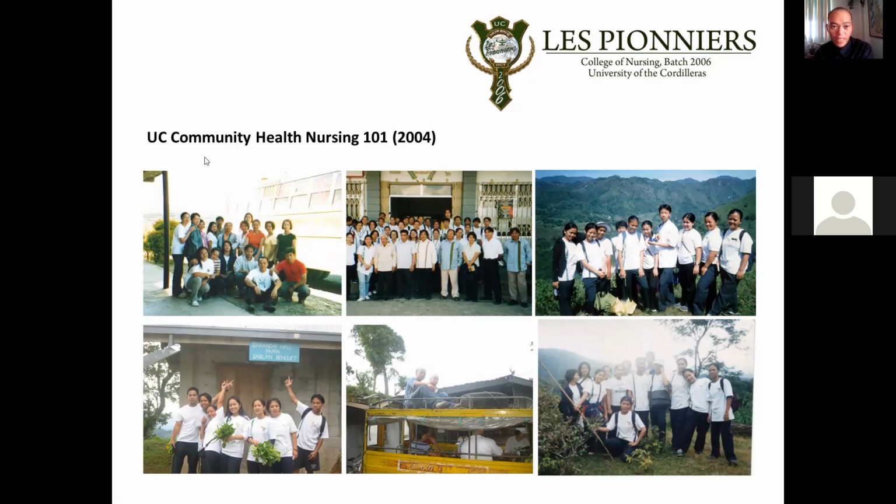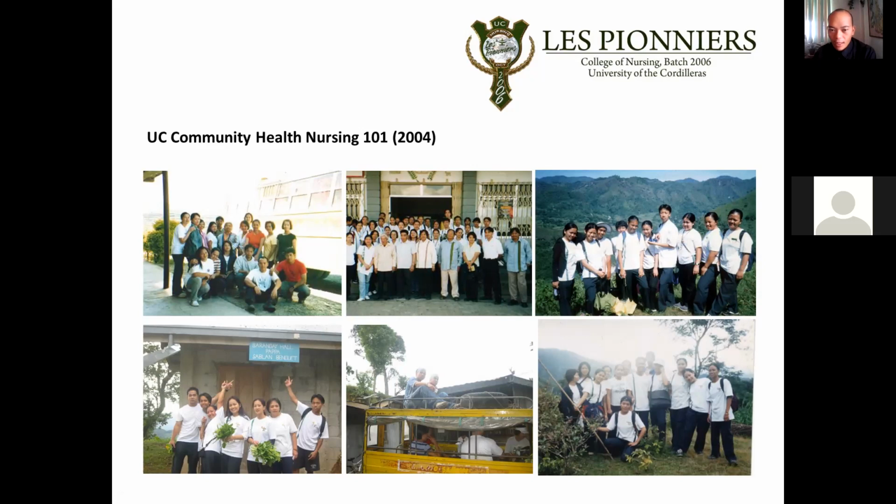So if you see here, I don't know if it's clear in your laptops or phones, and nasa likod namin is a bus. Okay, so it took us, I think, in 2004, mga 3 hours pa yata. It takes 3 to 5 hours, I don't remember, to get to Mangkayan. And we rode a bus going to Mangkayan. Doon kami nag-community nursing. This is my group mates, and yung pinakamatanda sa gitna is the barangay captain of the barangay that we were having our duties in.